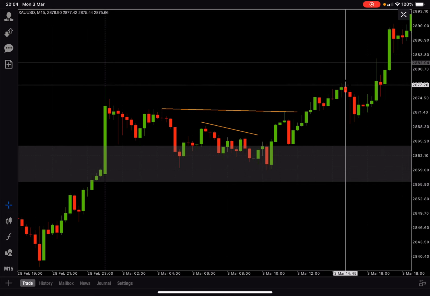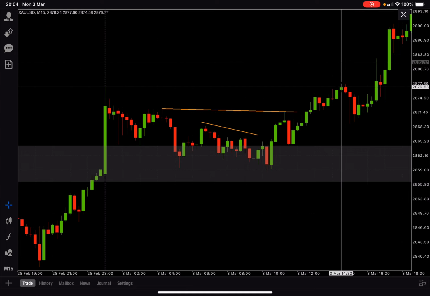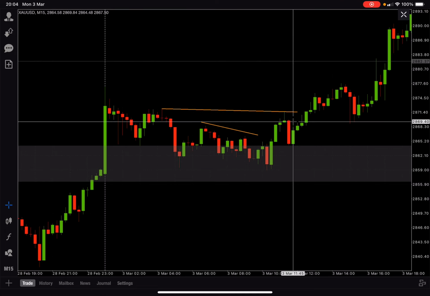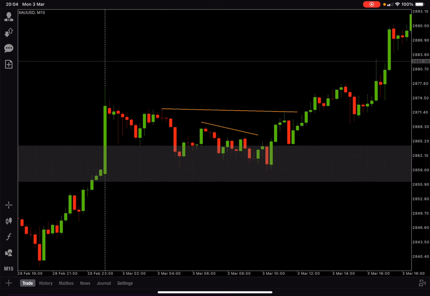Price moves up, just about takes it on this candle here, retraces a little bit, support resistance, then continues towards the upside.